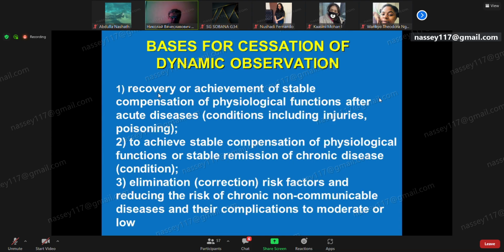Next basis is to achieve stable compensation of physiological functions or stable remission of chronic disease, and elimination or correction of risk factors, reducing the risk of chronic non-communicable diseases and their complications to moderate or low.